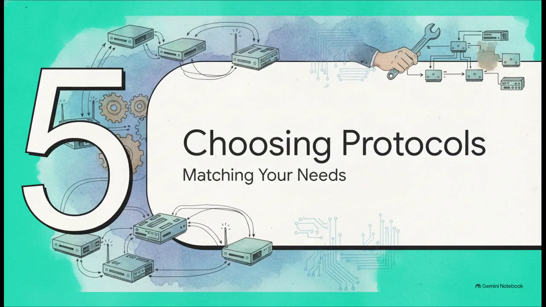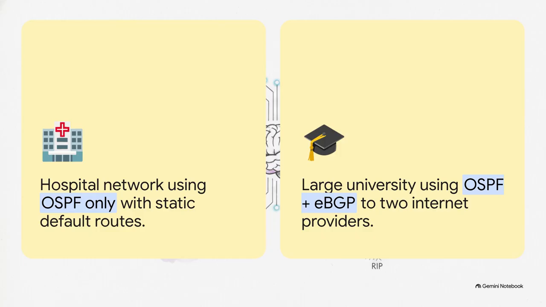Section 5. Choosing the right protocol. Let's put on our network architect's hats for a minute and look at 2 distinct environments. First, imagine a hospital network spanning 5 campuses. They can safely and efficiently rely on a simple internal OSPF setup to route between buildings and then just use a static default route out to their ISP. It's practical and it's highly reliable.